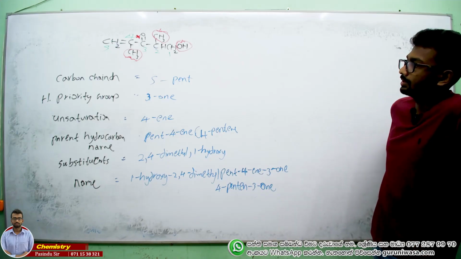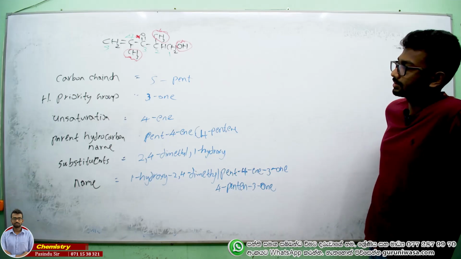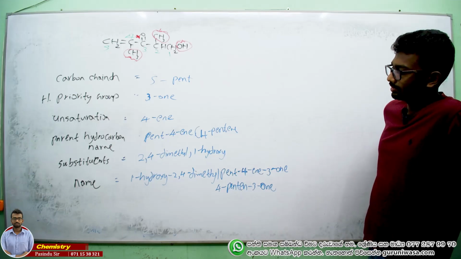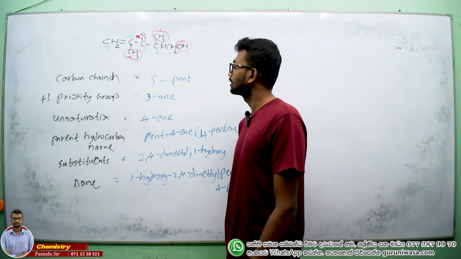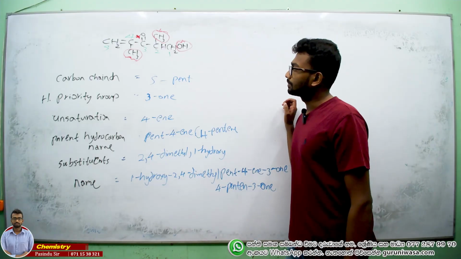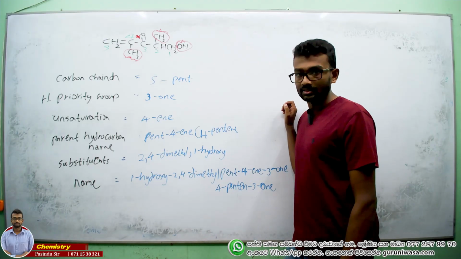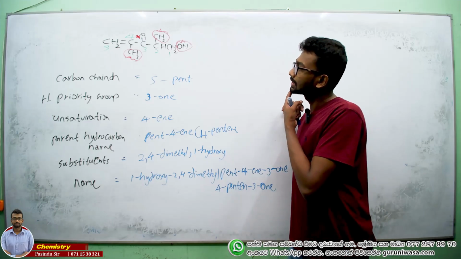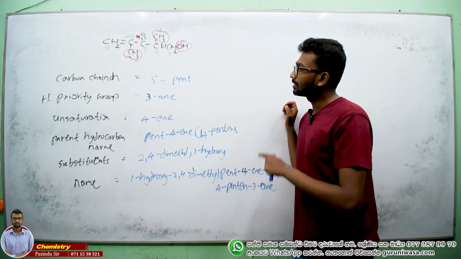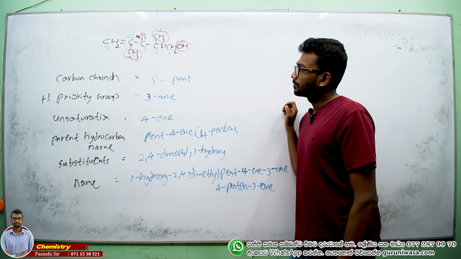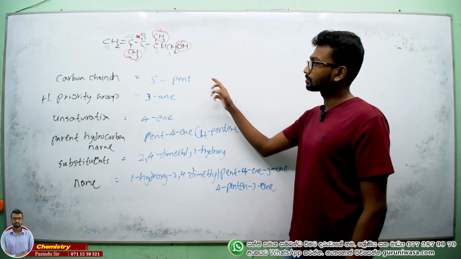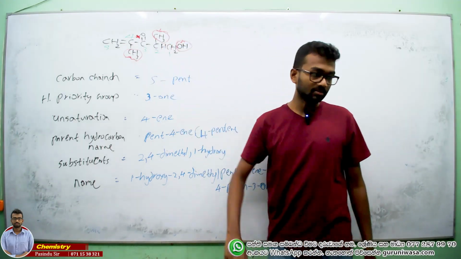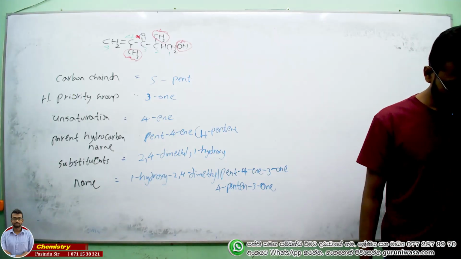Here there is a problem, right? The way we name it, we made a small mistake. So what is that mistake? The numbering of the carbon chain. In this kind of situation, we have to give the lowest possible number to the unsaturation.